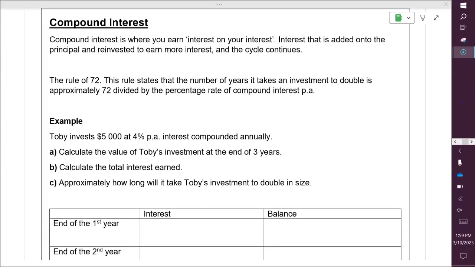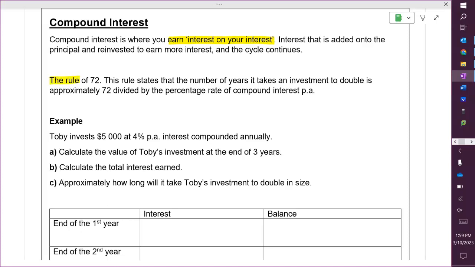This lesson is looking at compound interest. Now, slightly different to our simple interest. Compound interest is where you earn interest on your interest. So at the end of the period, whatever's in the account stays there and it's recalculated on that new amount. Unlike simple interest, it's on that initial amount that you've put into the account. So interest that's added to the principal and reinvested to earn more interest, and the cycle continues.